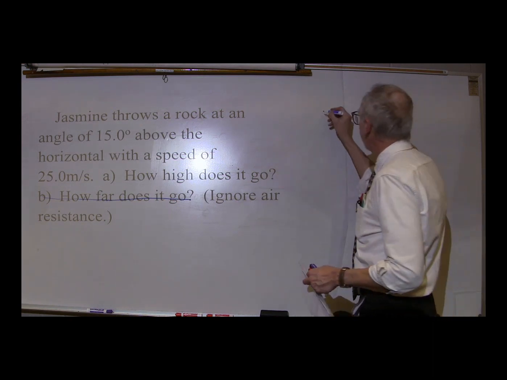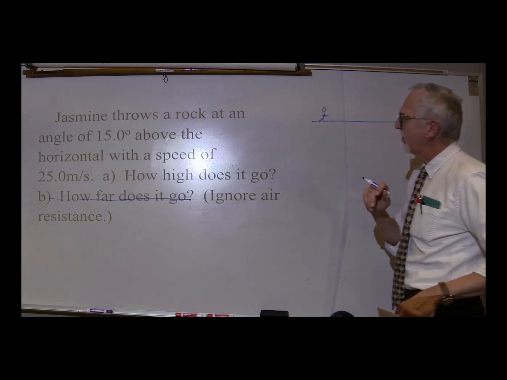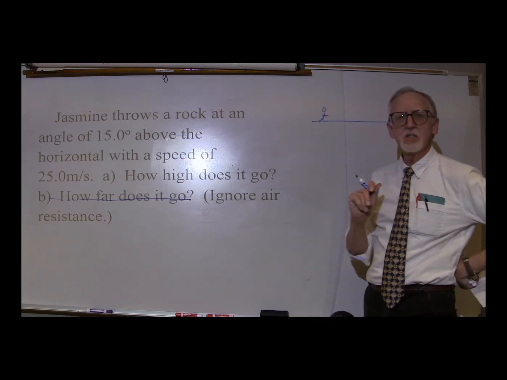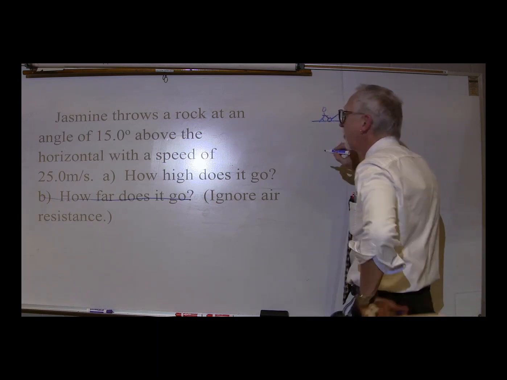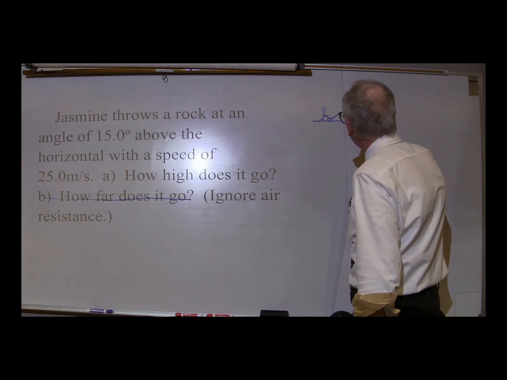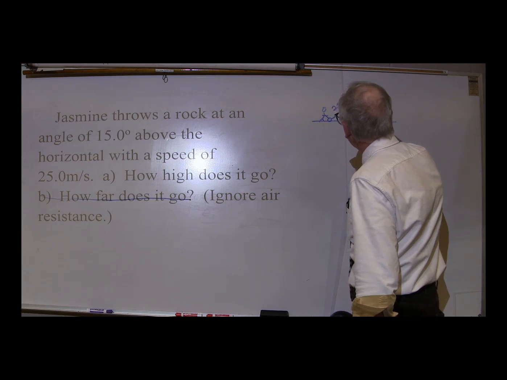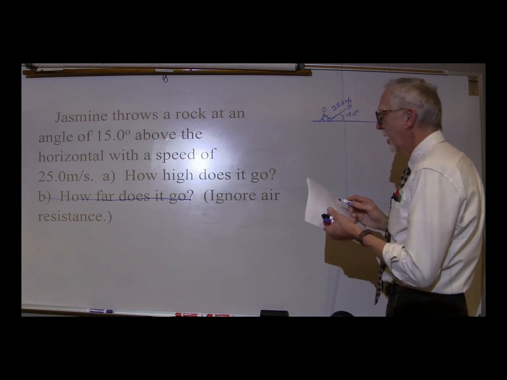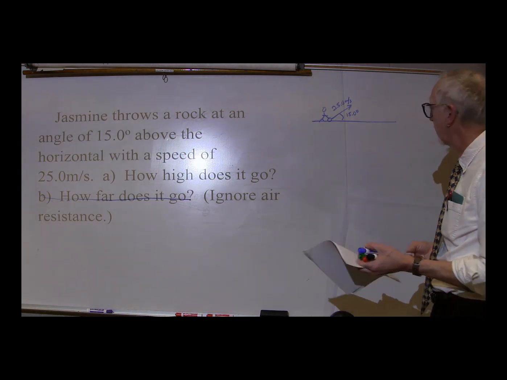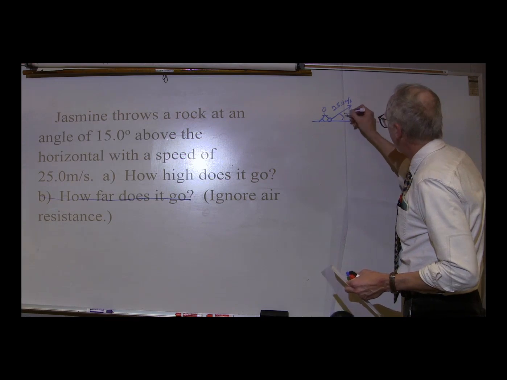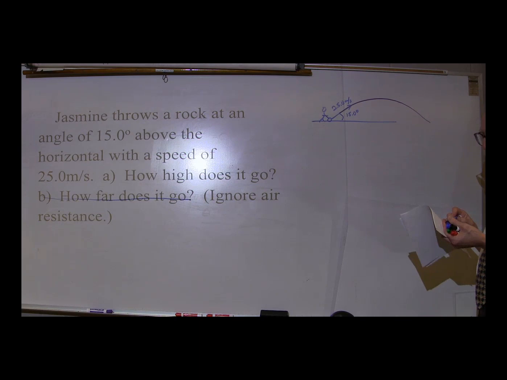Let's draw a picture. So here we've got Jasmine throwing a rock. We are not given an initial height for the rock, so we'll just assume it's at ground level. So she's kind of holding it down here, throwing it at ground level. So 15 degrees at 25, or I should say 25 meters per second at 15 degrees. And the question is, how high does it go? So qualitatively, again, what's this motion going to look like? Well, it's going to go up and then back down. And the question is, how high does it go?